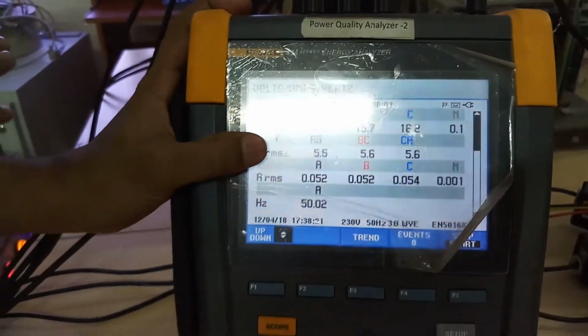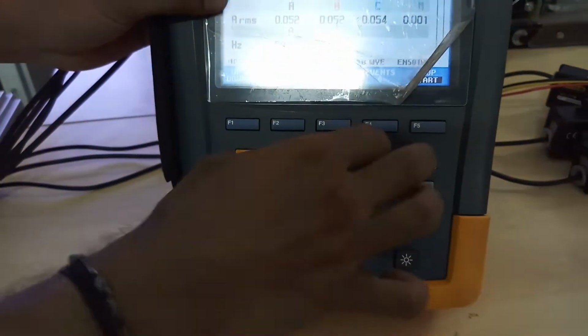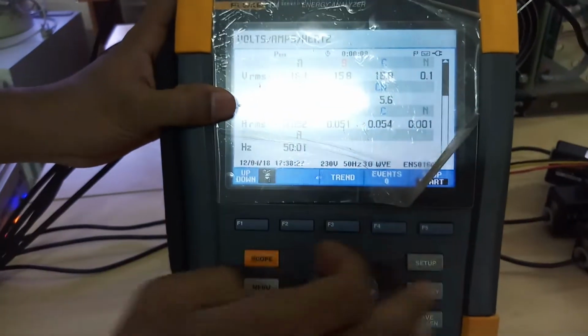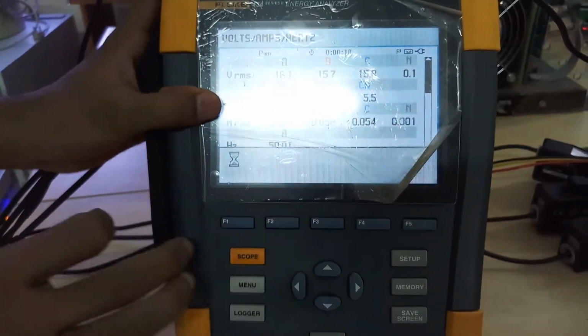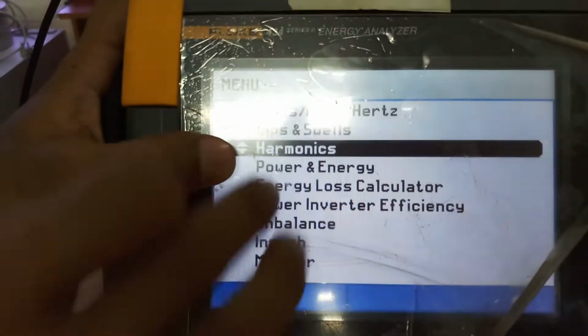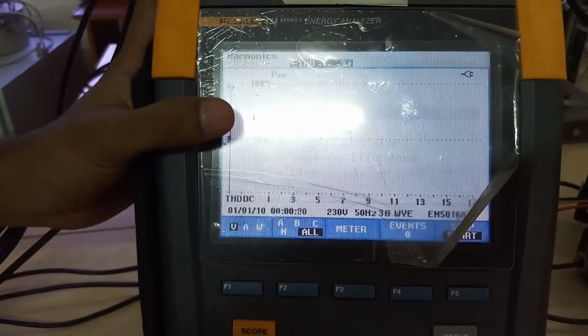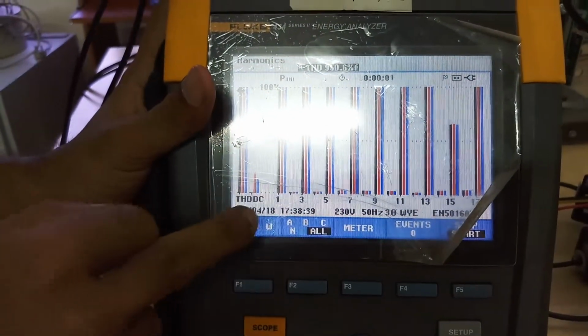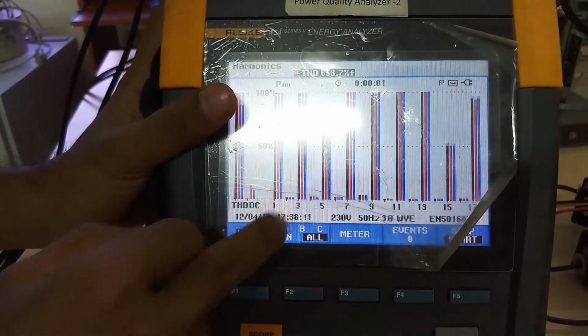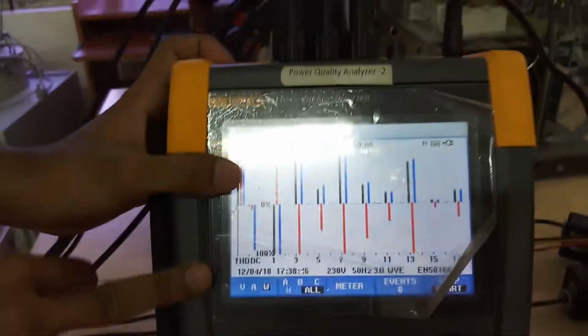Now we have switched off the power supply, so the supply voltages are balanced. Next we are going to see the harmonics. Enter. The power quality analyzer shows voltage harmonics, current harmonics, and power, as well as A phase, B phase, and C phase. We can also measure harmonics.